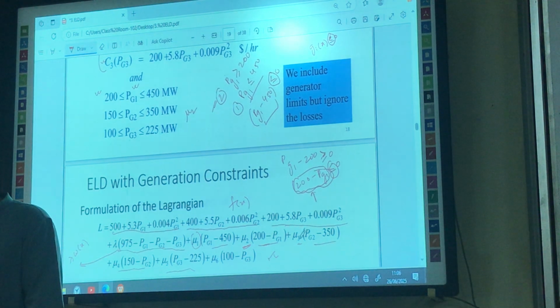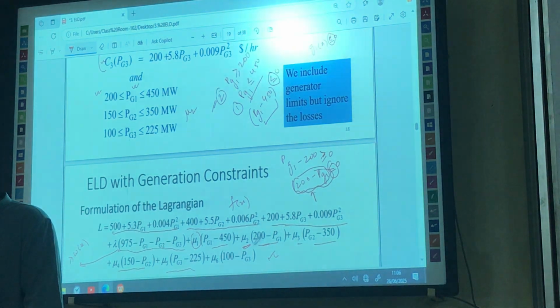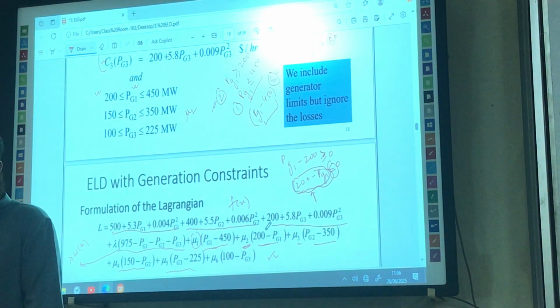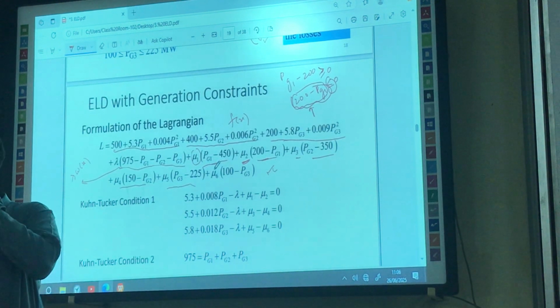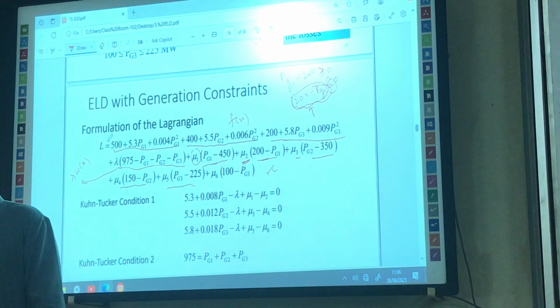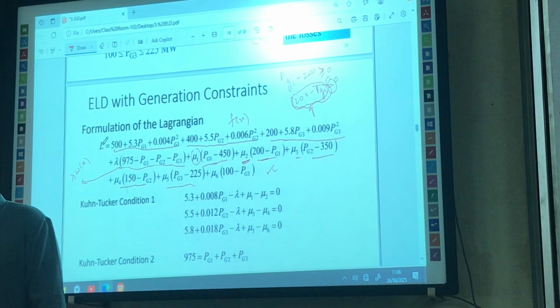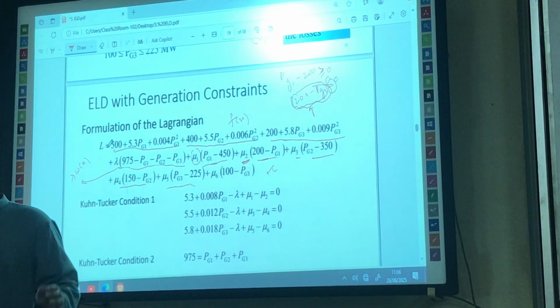I'm not showing the details of the mu3, mu4, mu5, but these are similar to your first two, the mu1 and mu2. Okay. So any confusion here? No, right? So this is our Lagrangian. Now, if we think about only this function, this is the unconstrained optimization. Now we will apply the KKT condition from 1 up to 4, right?